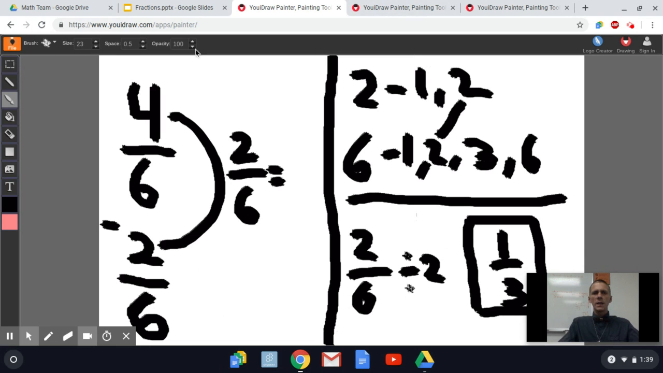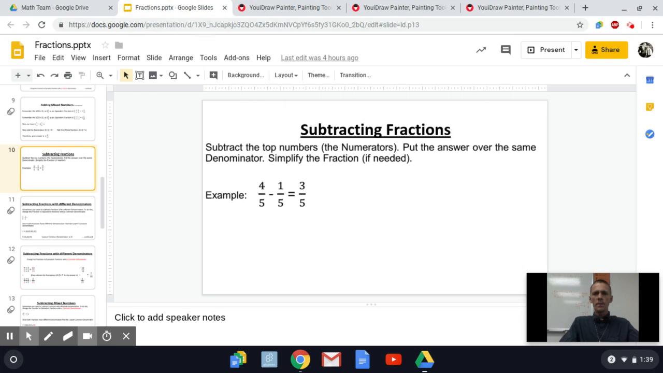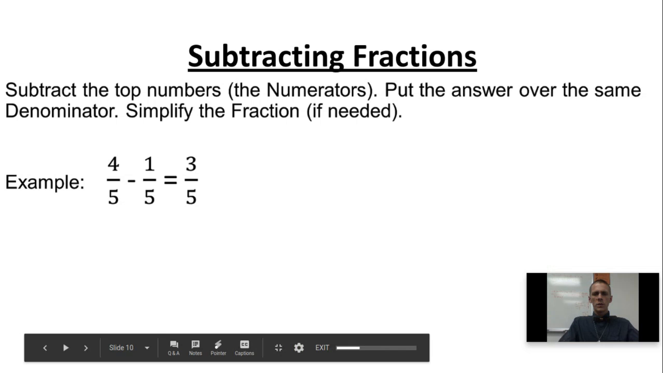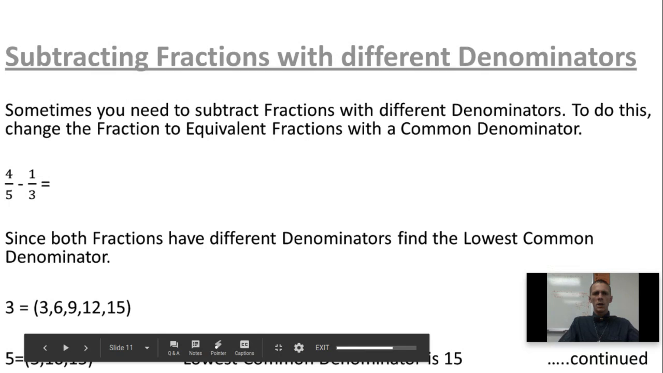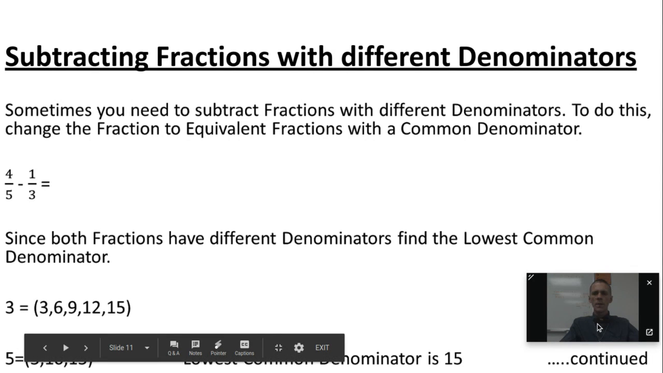Let me try to maneuver myself back. And let's get to the next step, which is subtracting fractions with different denominators. Just like I was saying earlier, you do the same steps as you would for adding, except when you get to the end, you're going to subtract your numerators. So let's take a look.